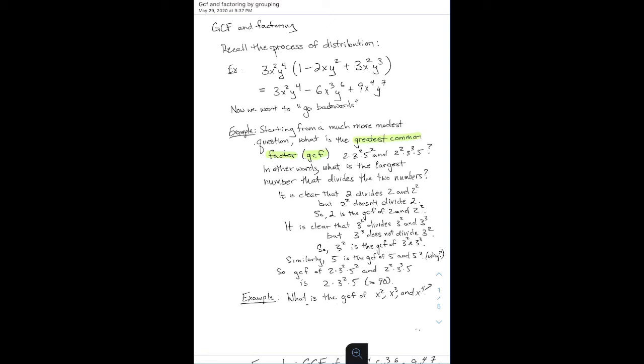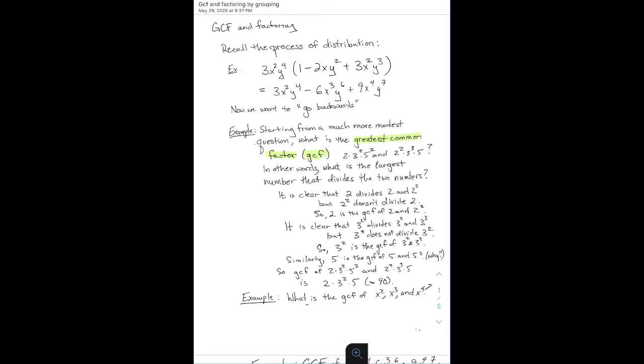The next topic is greatest common factor and factoring. So we start with the process of distribution, and just give an example for a reminder. If we distribute the 3x squared y to the fourth in this example, we get this, and we just use the rules of exponents as we've discussed.